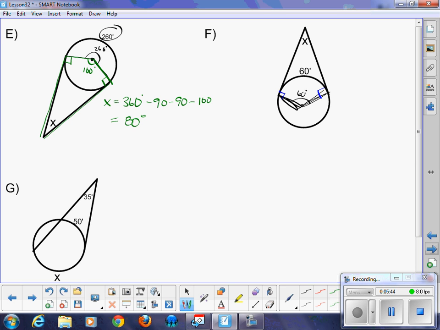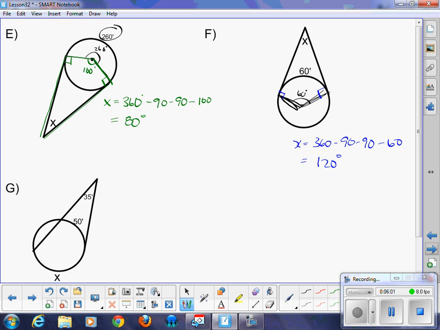So there we go. If we want to find x again, x is 360 degrees in a quadrilateral, minus 90, minus 90, minus 60. 180 take away 60 is 120, even though it doesn't look that way. That's our value of x.